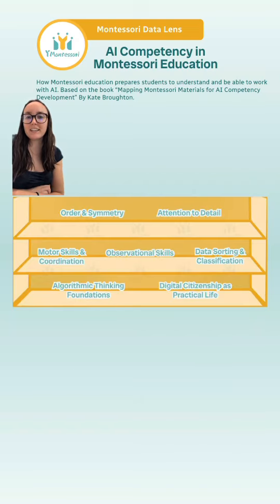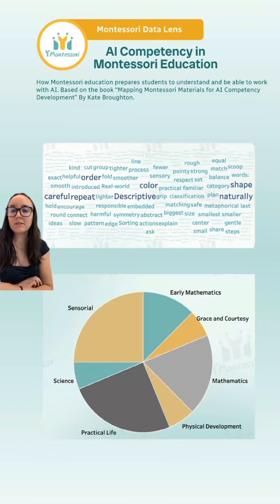Moving on to ages 3 to 6, these are the lessons that Broughton mapped to AI competencies. And we'll start looking at the language word cloud. For years 3 to 6, the language shifts towards descriptive, comparative, and structured words, focusing on shapes, colors, size, order, and classification, while also encouraging carefulness, responsibility, and abstract thinking through guided actions and explanations.